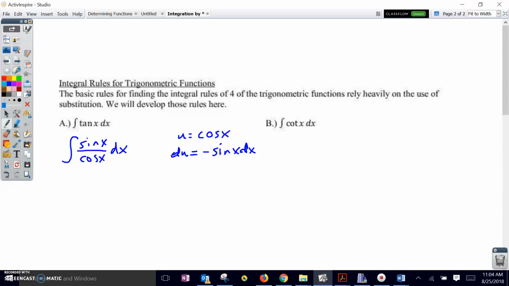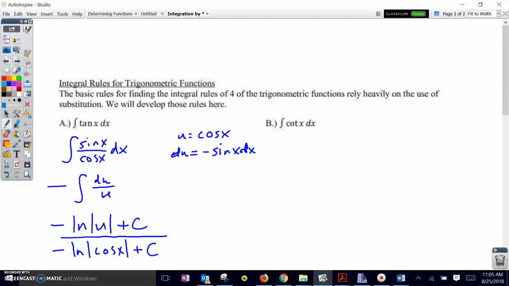And so by substitution, this is equal to the opposite of the integral of du over u. And then we integrate. The antiderivative of du over u is the natural log of the absolute value of u. And then we will put cosine of x back in for u. And there's our integral of tangent of x.